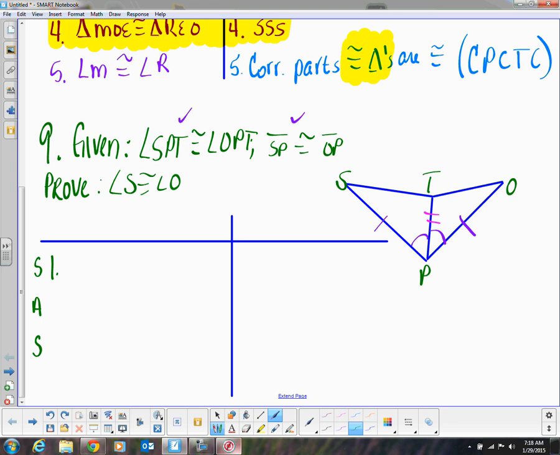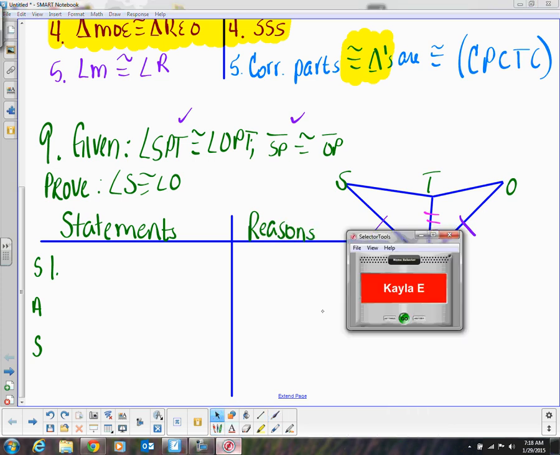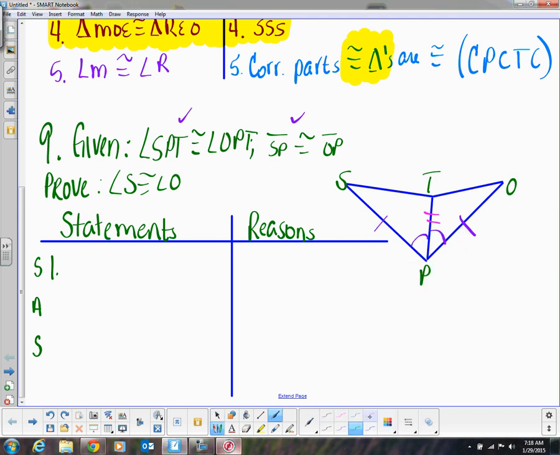So number 1, this is statements. This is reasons or justifications. They could use either word. I need to know, I need a pair of sides. Nick? SP is congruent to OP. Why? Are they the same segment?